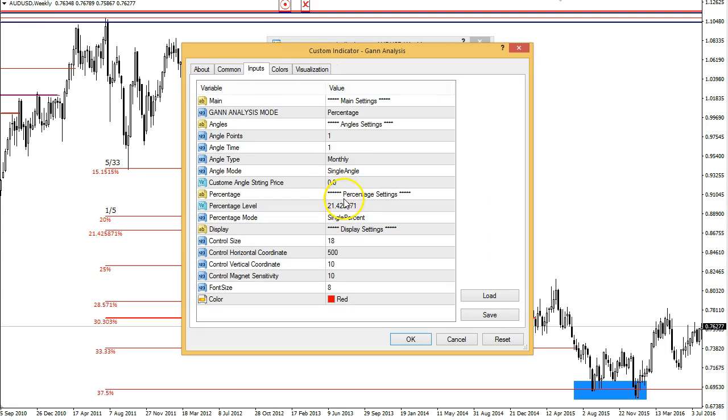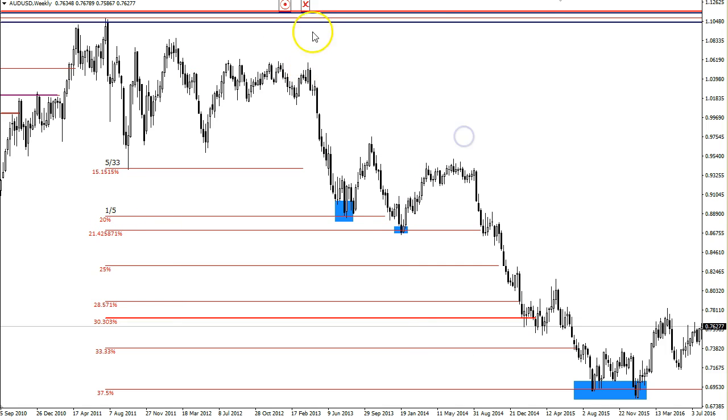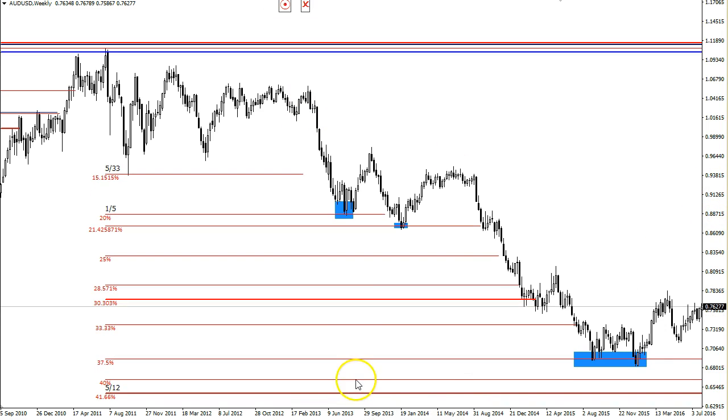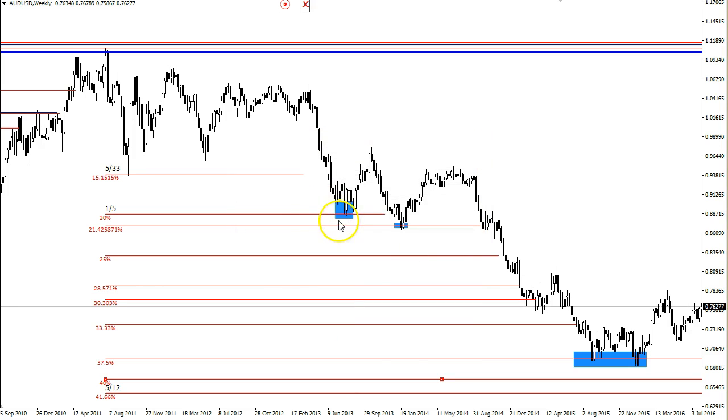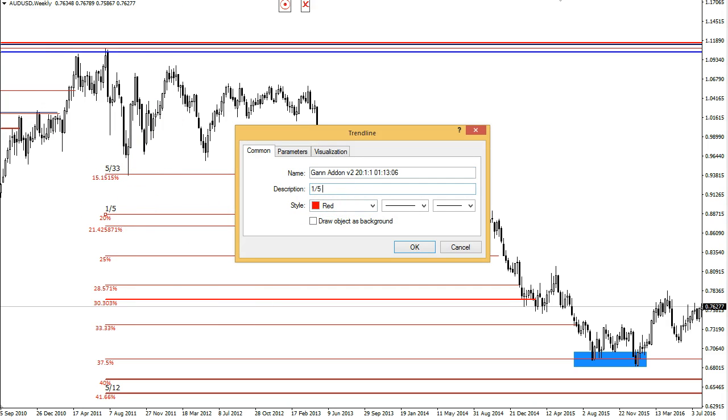Back to the rule that we are having: the 20% did stop the market, so we need to keep the 40% in the future, and we will mark the 40% as a strong level because the 20% did stop the market for some time. So the 40% is important. Here we said 5 by 33 and you have 1 by 5. 1 by 5 can also be 5 by 25.